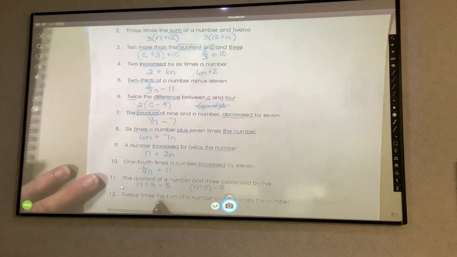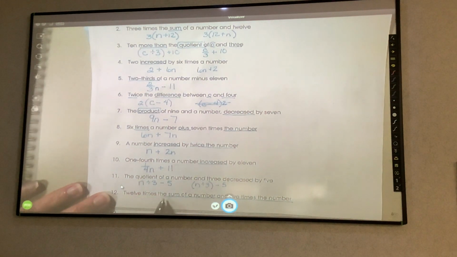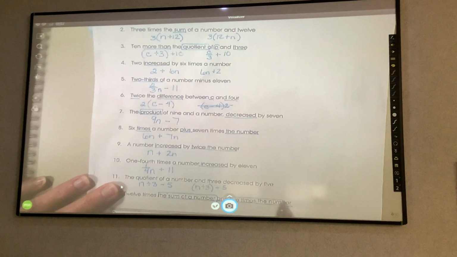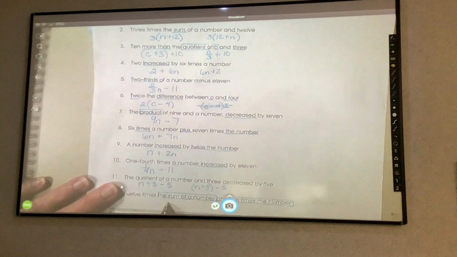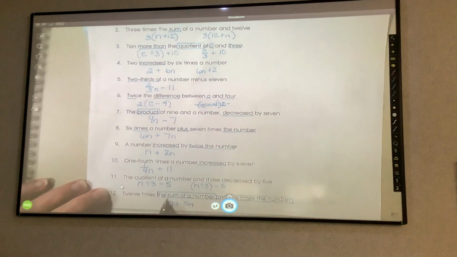12 times the sum of a number and 5 times the number. Okay, this one's a little bit more difficult. 12 times the sum of a number and 5 times the number. So I'm doing for the sum of a number and 5 times the number. That's what I'm adding. So the sum of a number, so that's a number, plus the 5 times the number, and then I need to do 12 times this.